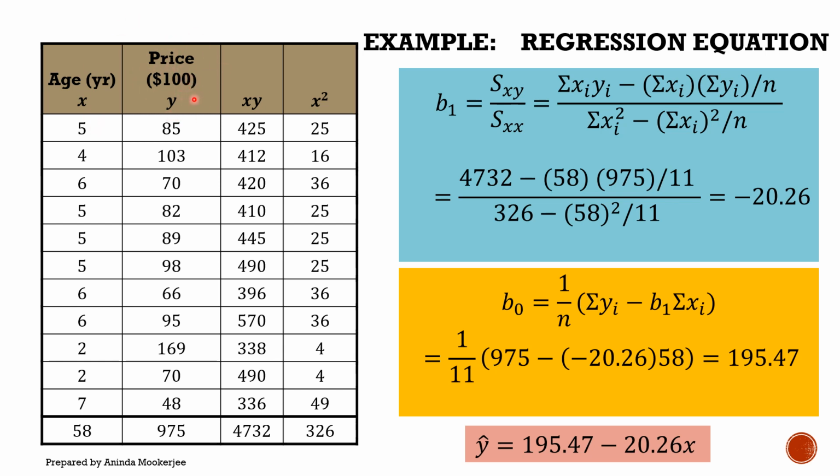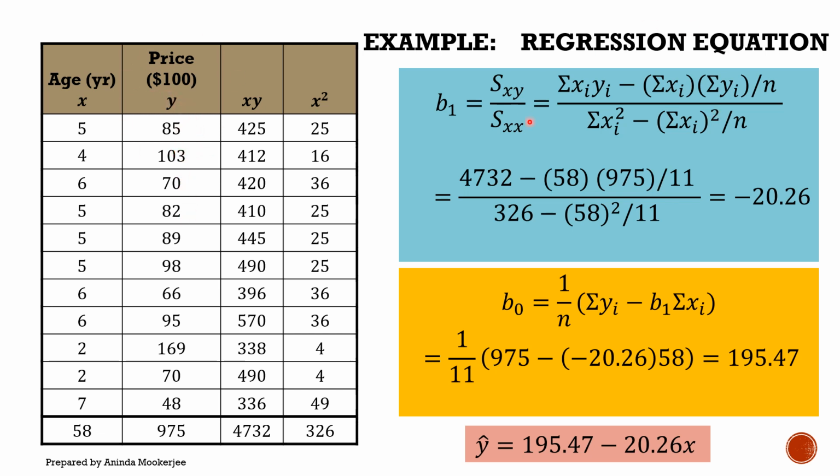Now that's very important. You have to keep that in mind especially when you are interpreting these problems. All right, you cannot say that a 5-year-old car sold for $85. You have to factor in the hundred. So a 5-year-old car sold for $8,500. A 4-year-old car sold for $10,300, a 6-year-old sold for $7,000, and so on. So don't forget the units, especially when interpreting.